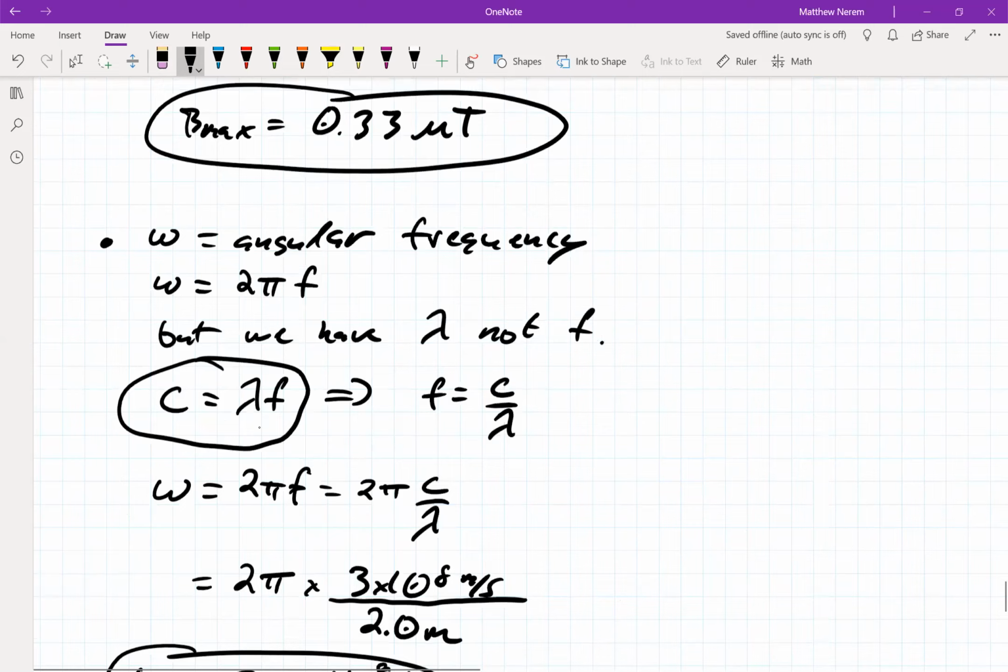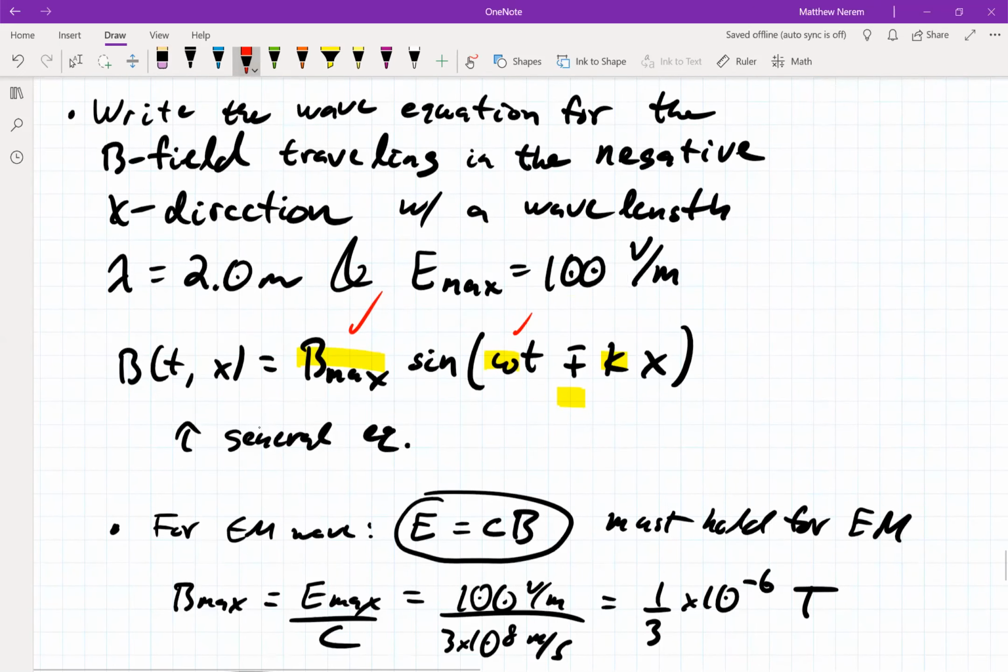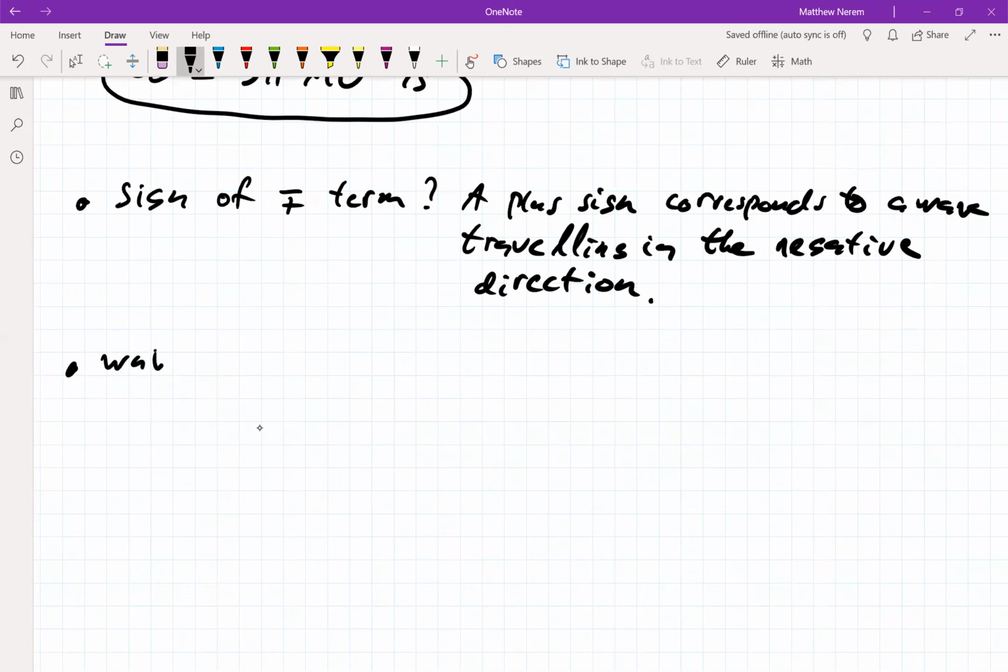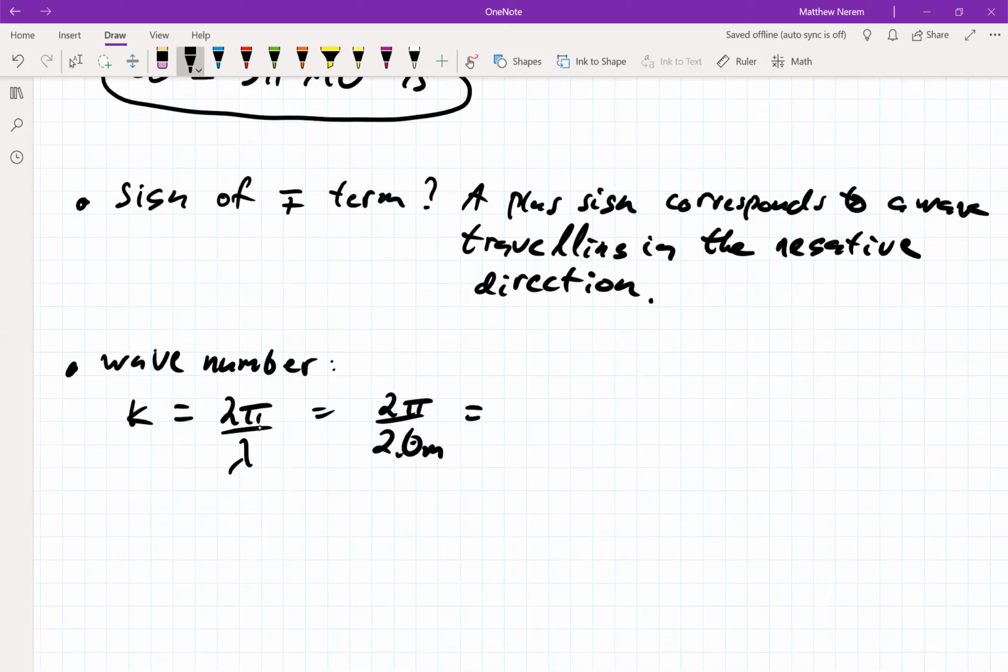So last one. Boom. Now I just gotta get the wave number. That's the last guy left. Wave number is straightforward, it's just 2 pi over lambda. So 2 pi over 2.0 meters. It is going to be pi inverse meters.